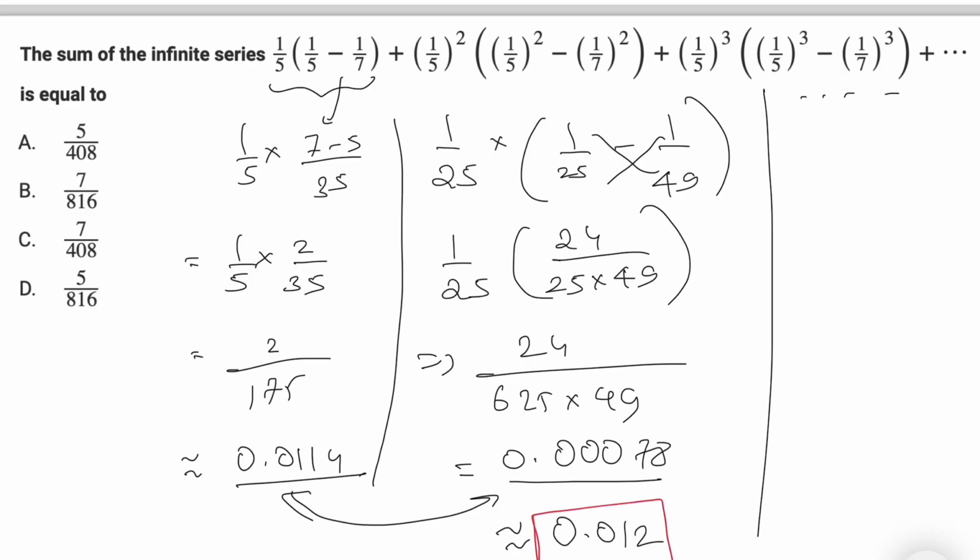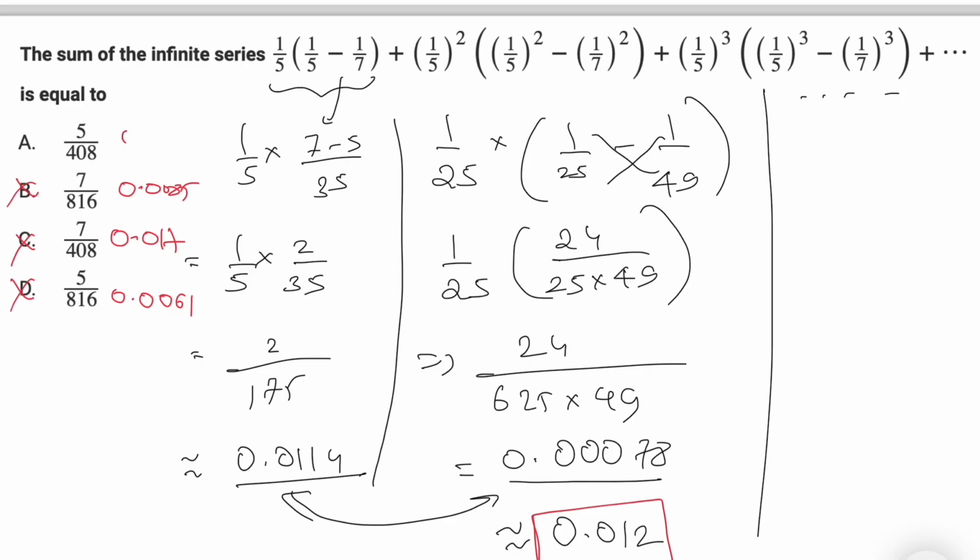So if you look at the D option, the D option is 5 divided by 816. This is 0.0061, quite the half of what we have actually found, so that's not correct. The C one says 7 divided by 408. 7 divided by 408 is approximately 0.017, quite large, slightly greater than what we want. Next one is 7 divided by 816. Well, that is also 0.0085, not correct.